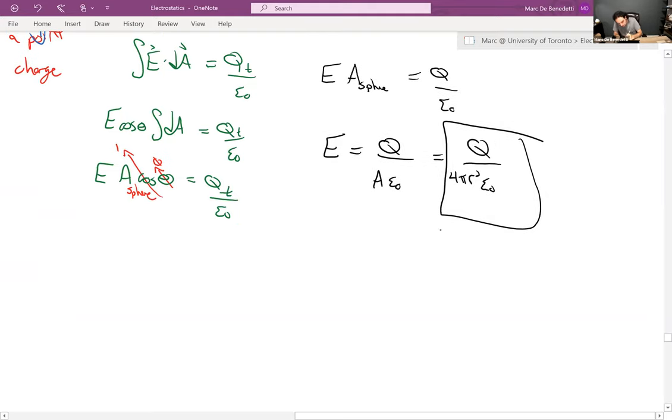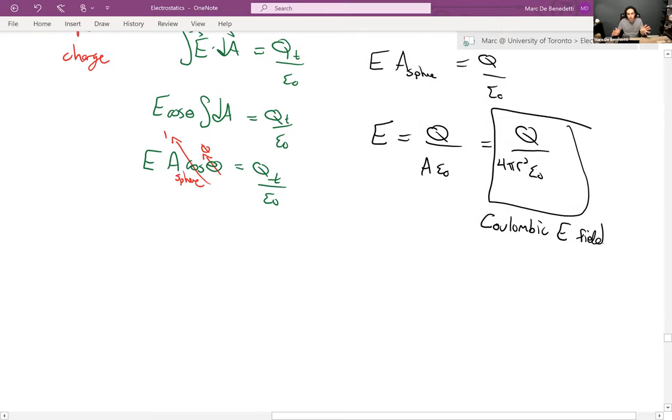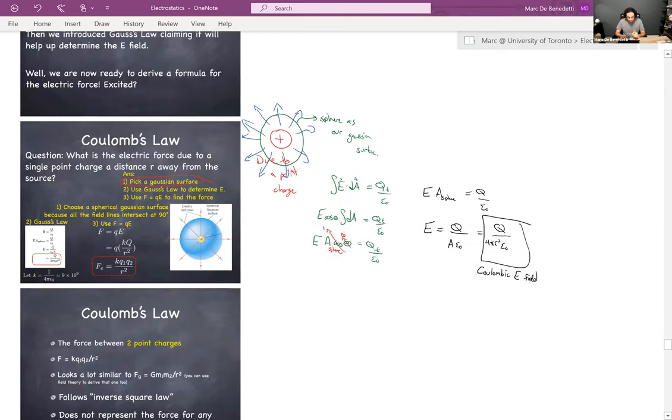We call this the Coulombic E field. It's called Coulombic because the word Coulombic refers to an E field due to a single point charge. So far, we've only been talking about single point charges. You will see very shortly, maybe the beginning of tomorrow's lecture, maybe very briefly at the end of this lecture, there are other scenarios where you don't necessarily have a single individual point charge. I'm sure you can imagine that. Anyway, let's finish this example.